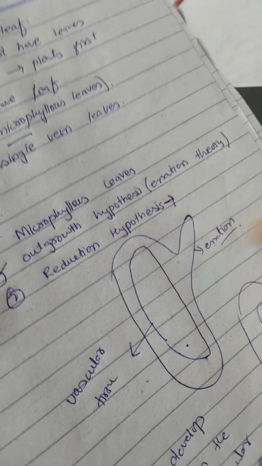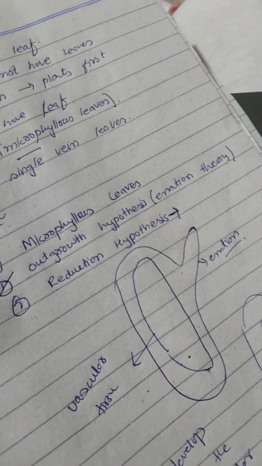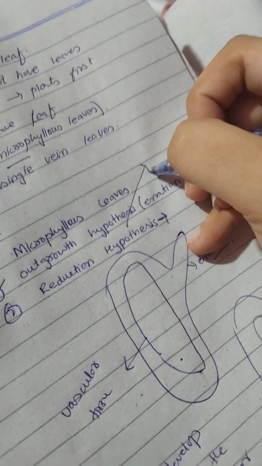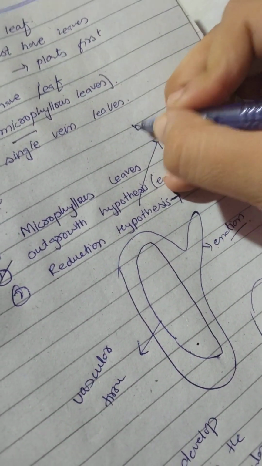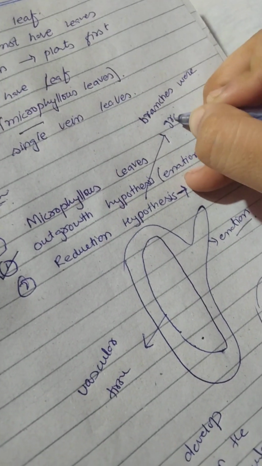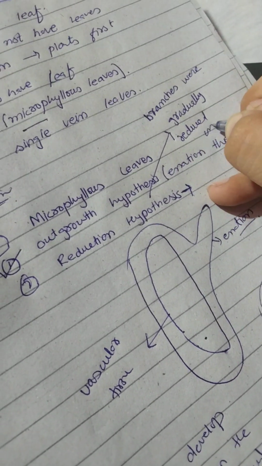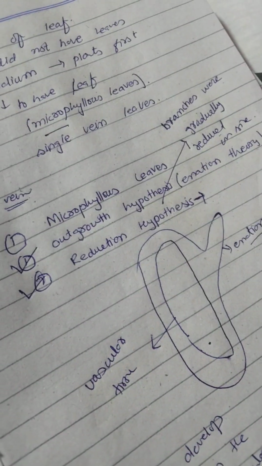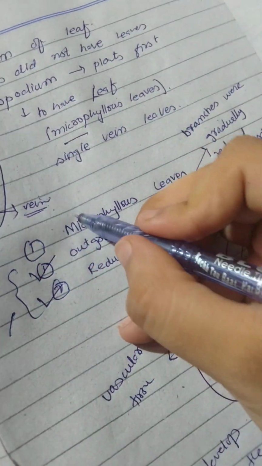Now if we talk about the reduction hypothesis, according to this, the branches were gradually reduced in size and they formed a leaf. This hypothesis is known as the reduction hypothesis, right? So these are both hypotheses for the microphyllous leaves.